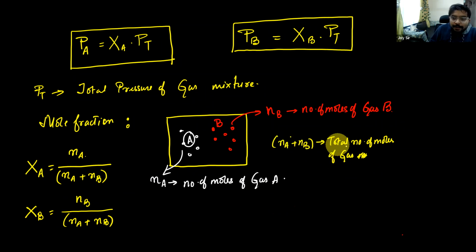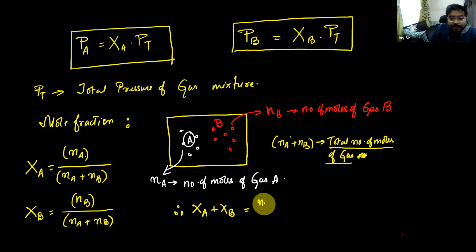So Na plus Nb means the total number of moles of gas. Na is specifically the number of moles of gas A, and Nb is specifically the number of moles of gas B. Therefore, XA plus XB will be equal to how much? It will be Na divided by Na plus Nb, plus Nb divided by Na plus Nb.